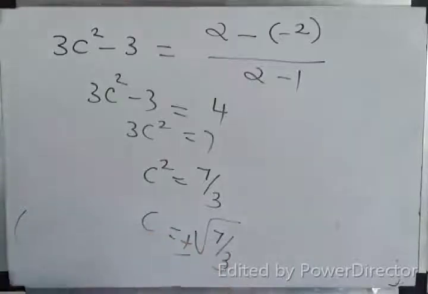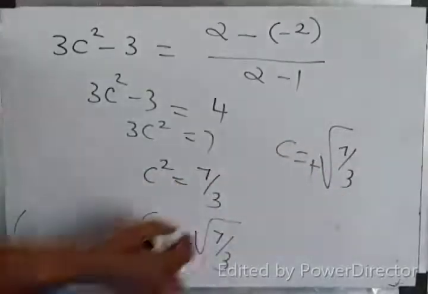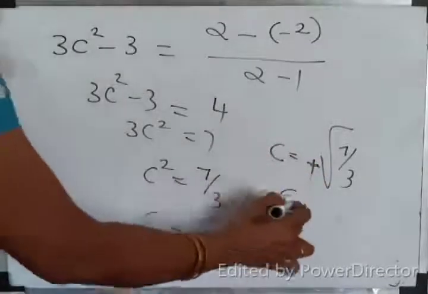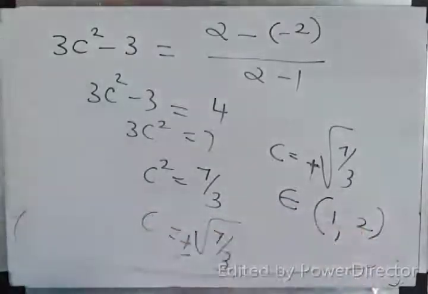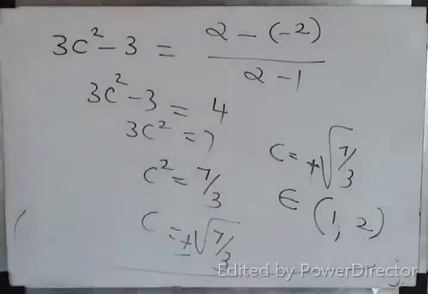You may write plus or minus also. But which is applicable within the interval? Positive. Correct? So, c equal to root of 7 by 3, positive. Right. It belongs to the open interval 1, 2. Hence, mean value theorem is verified. Do you understand? Yes, children. Mean value theorem, very simple.